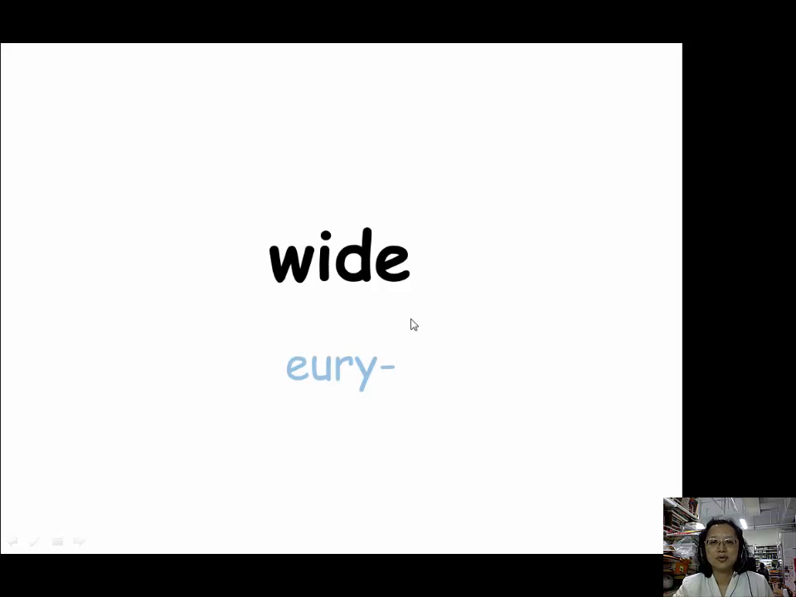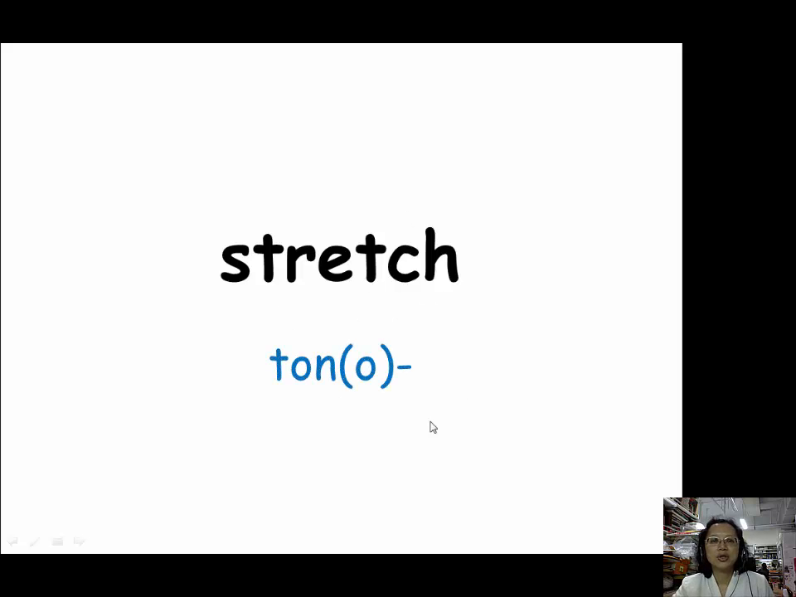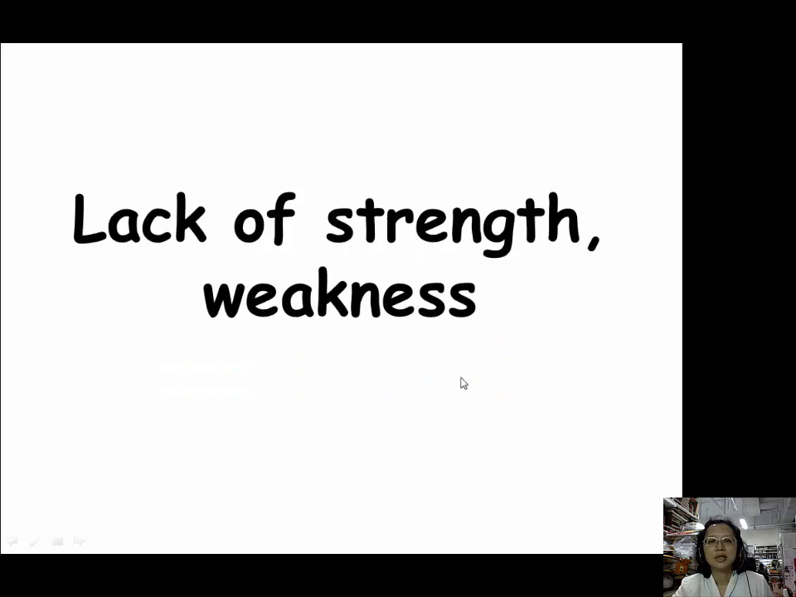As for wide, we could use this prefix eury, E-U-R-Y. And for broad, B-R-O-A-D, we could use one of these two prefixes, eury or platy, P-L-A-T-Y. For stretch, we use tono, T-O-N-O. And the same prefix can be used to describe tension. For strength, we could use one of these two prefixes, dynamo, D-Y-N-A-M-O, or stheno, S-T-H-E-N-O. And as for lack of strength or weakness, we could use astheno, A-S-T-H-E-N-O.